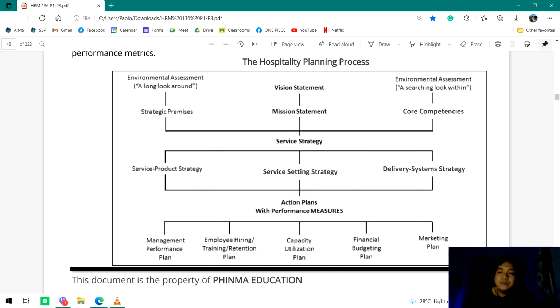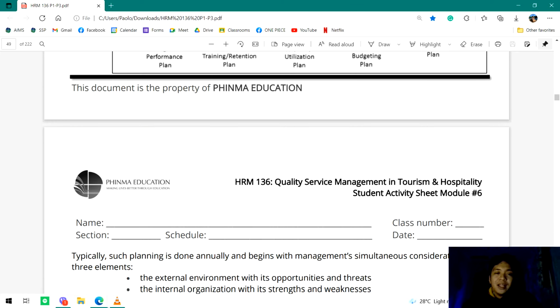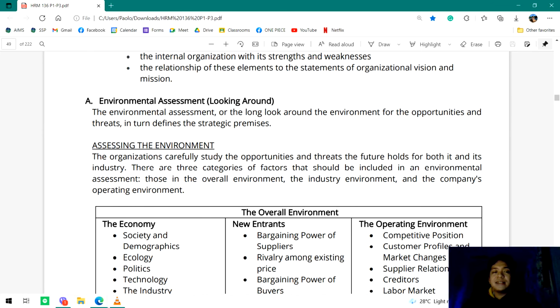So we'll try to just course through para mabilis na lang din tayo. Hospitality planning process, the first everything po talaga na kailangan natin gawin if you are trying to plan, ladies and gentlemen, pag kayo ay darating na sa third year ninyo, second semester, you will have strategic planning with total quality management.